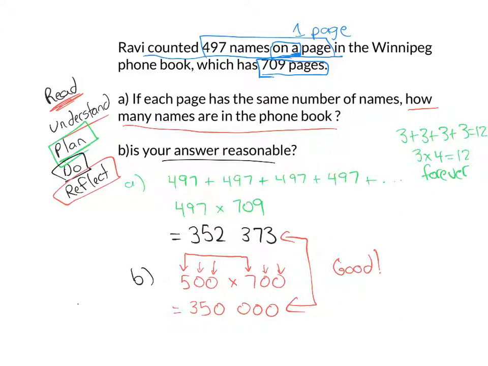The last thing in word problems that I'd like you to do is write what your answer means. So there are 352,373 names in the Winnipeg phone book.